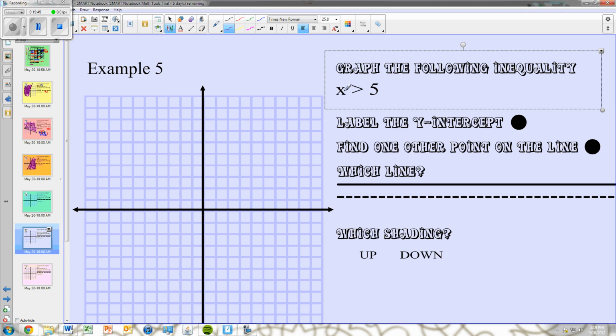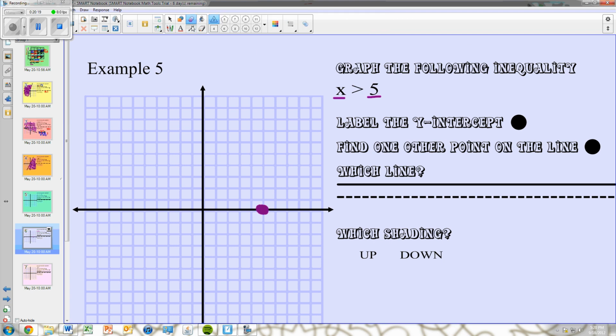So example 5 says x is greater than 5. We talked last time about what to do if it just had an x in there. If it just had an x in the equation, we just needed to graph that point on the x-axis, and that's it. So I know that I'm going to have a point on the x-axis at 5. So I'm going to go over 1, 2, 3, 4, 5 and put my point. And in order for me to draw a line that only crosses the x-axis at that point, my line needs to be a vertical line. So I'm going to go ahead and draw my vertical line right now. And it would look like this.